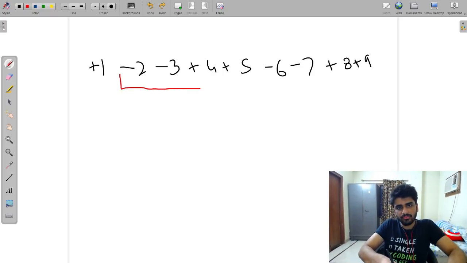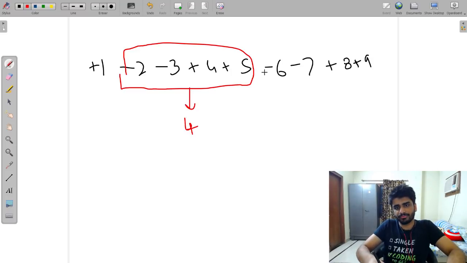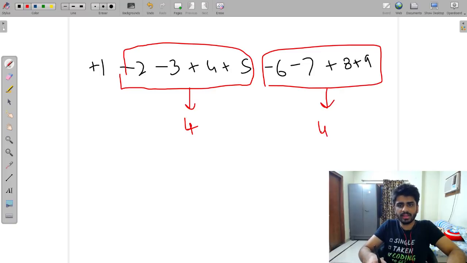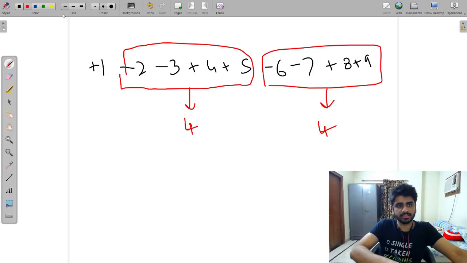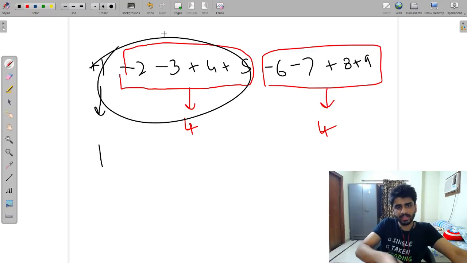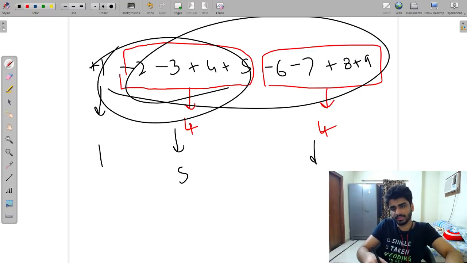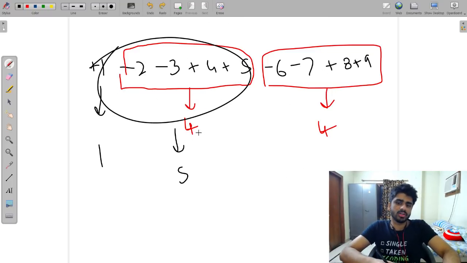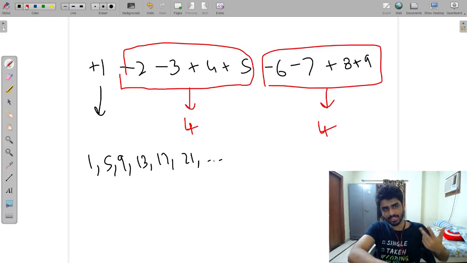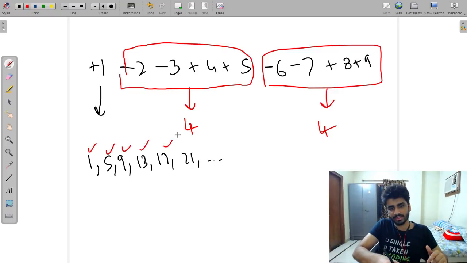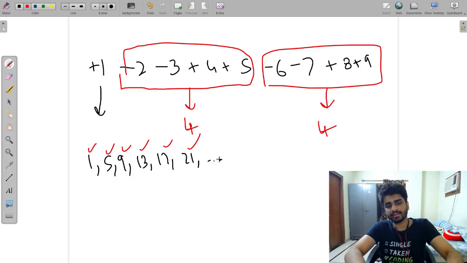If we take 4 consecutive numbers and add them, we will get the value 4. You can observe this and notice that this is 4. So if you take the sum till here, this is like 1. If you take the sum till here, this is like 5. Till here, this is 9, and so on, right? So whenever you are at the moves 1, 5, 9, 13, 17, 21, and so on, the total distance that has been jumped will be exactly 1, 5, 9, 13, 17, 21, and so on. And this is the fact that we have to use to solve this problem.